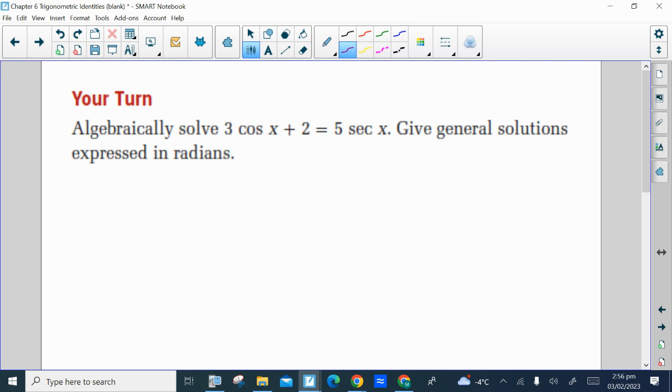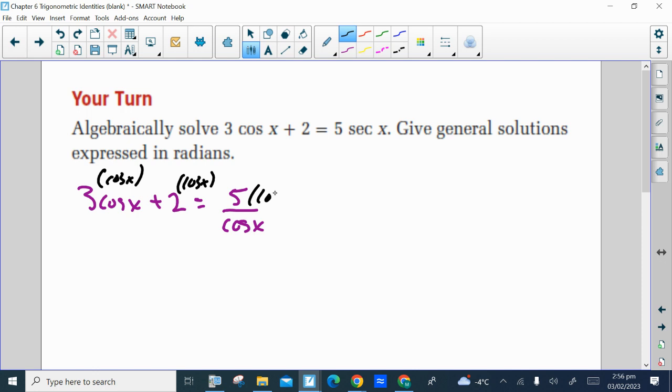Right, so for this one, on the right side, 5 times secant x. Well, secant is 1 over cos. So that'll be 5 over 1 times 1 over cos, just like we did the last one. That right side we can write as 5 over cosine x. And then we would multiply everything by cosine x to get rid of the denominator of cosine x on the right. They will cancel.